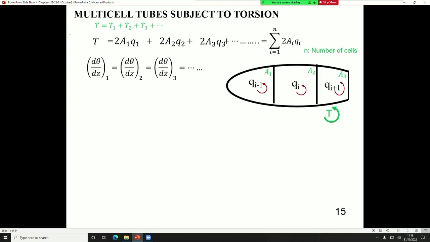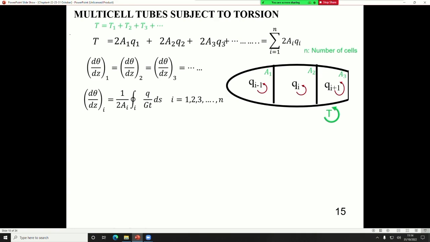So the angle of twist is the same for all of them. Now we find the angle of twist for a typical cell. This is what we found for a single cell: d theta over dz equals T over 4A squared times the loop integral of ds over Gt. I substitute T equal to 2AQ and put Q outside the integral.